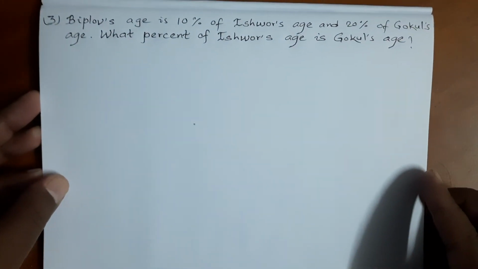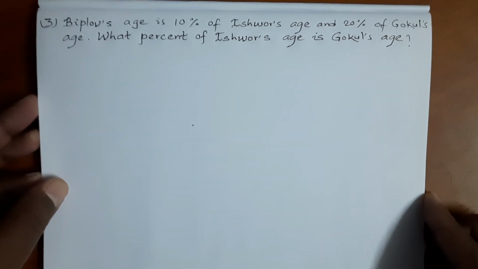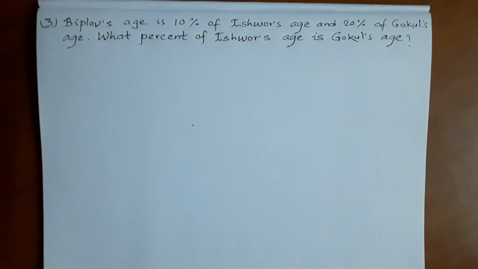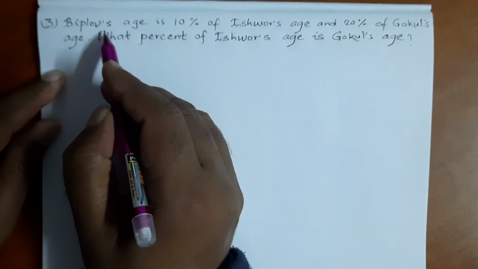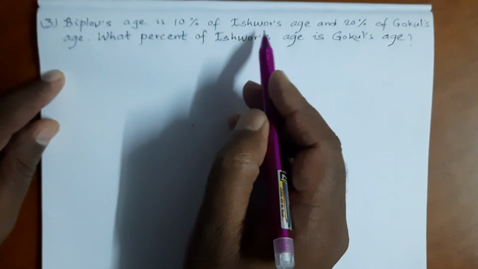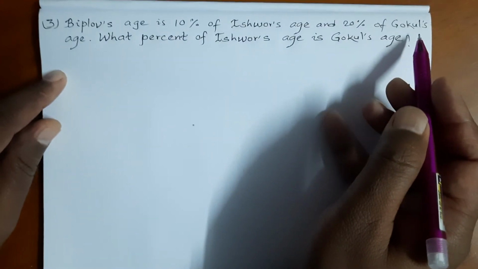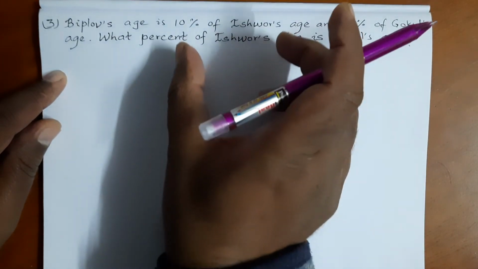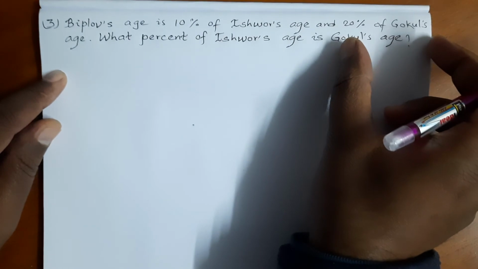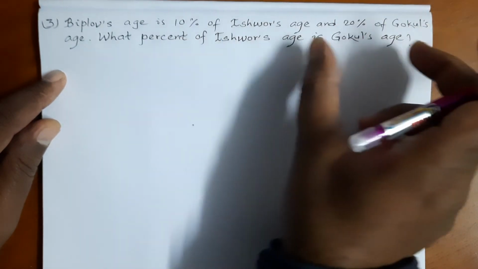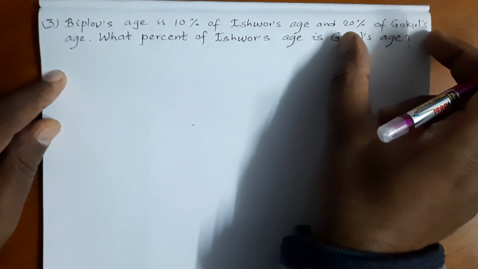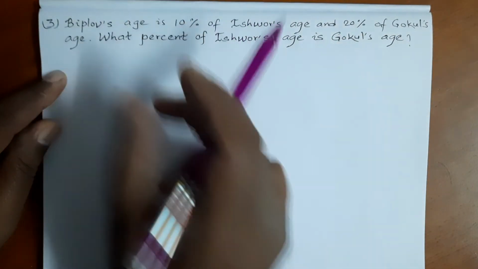Okay, now our next question is: Biplop's age is 10% of Ishwar's age and 20% of Gokul's age. Biplop's age is 10% of Ishwar's age and 20% of Gokul's age. That means 10% of Ishwar's age is equal to 20% of Gokul's age, because 10% of Ishwar's age is equal to, and 20% of Gokul's age is equal to, the same person's age.